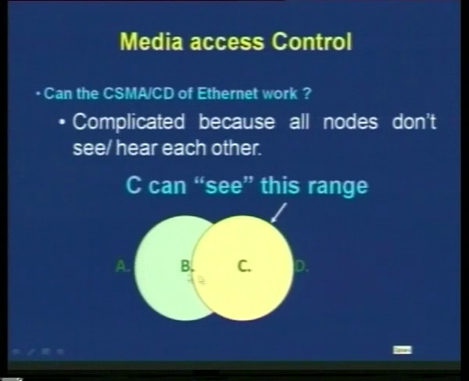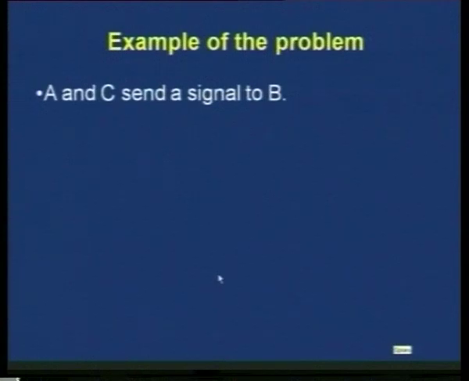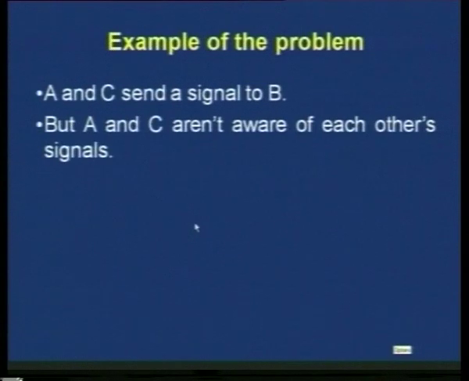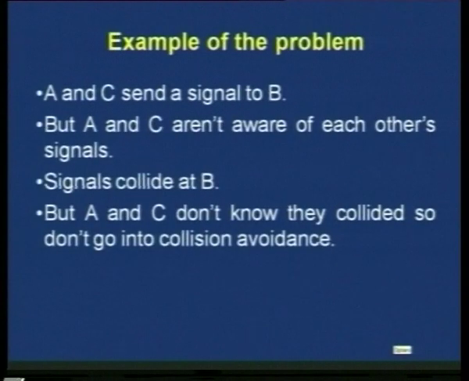Therefore, A and C are both trying to send a signal to B. So, let us look at what will happen in that situation. A and C send a signal to B, but A and C are not aware of each other's signals. We have seen that. So, the signals obviously will collide at B because both the signals are coming into B. But A and C do not know they collided, so they can't do collision detection and avoid the collision. They can't do collision avoidance by going into an exponential back off or any such mechanism.